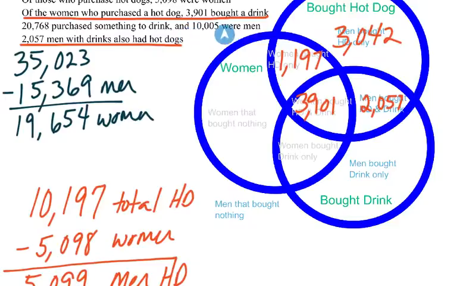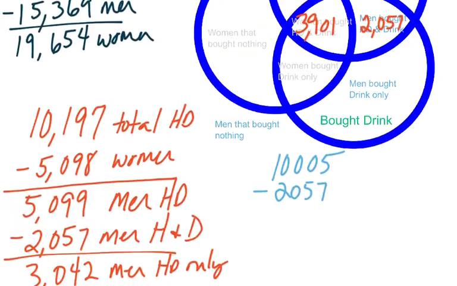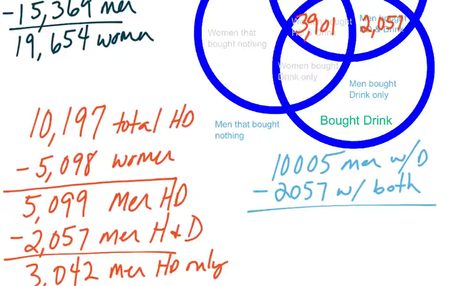Next, we're going to take the fact that 10,005 men purchased something to drink. So we take 10,005 men and we subtract the number of those people that also got a hot dog, which was 2,057. And that tells me men with a drink, and this is with both. So when we subtract that, we get drinks only for men. And you get 7,948 men that only got a drink.